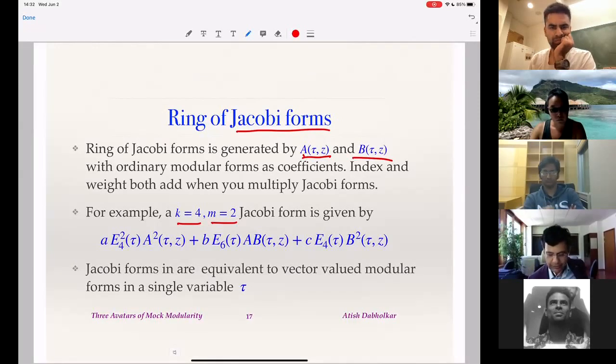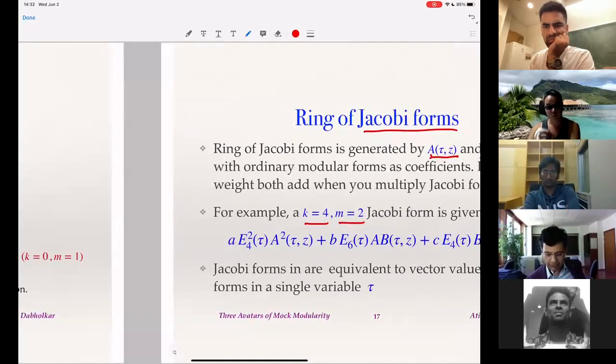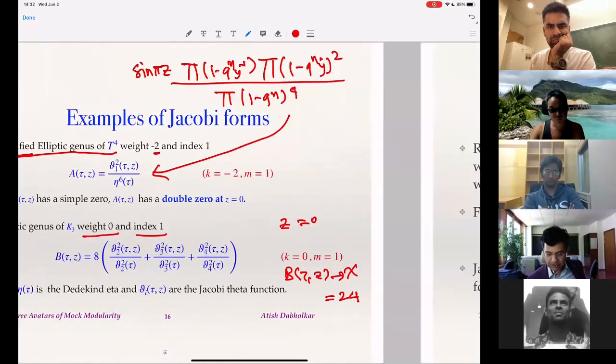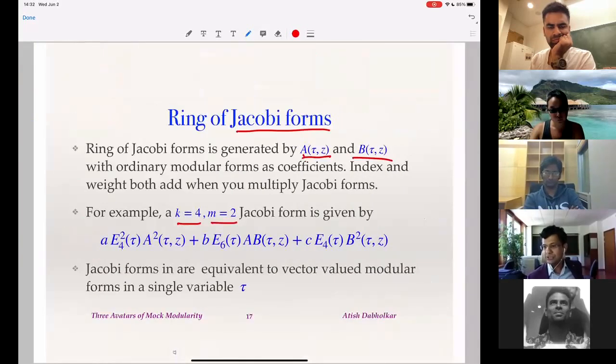Suppose you want weight 4 index 2. If you look at our objects, these are the only two objects. This has index 1 and this has index 1. So the only possibility we have to get index 2, just by adding index, is A square, AB, and B square. But A square will have weight -4, and we want weight 4. So you multiply that by E4 square to get weight 4, and multiply by some coefficient. AB will have weight -2, so you multiply by E6 to get weight 4. And B square will have weight 0, so you multiply by E4. And that's it. This is the only possibility you have.